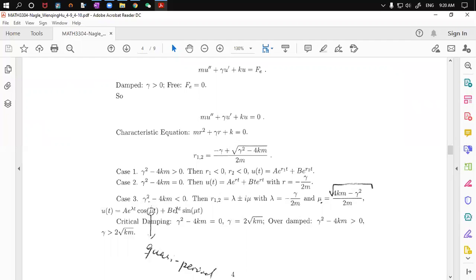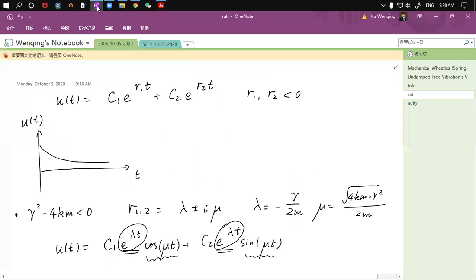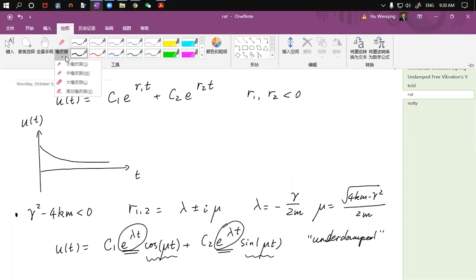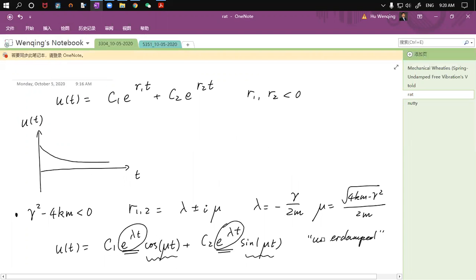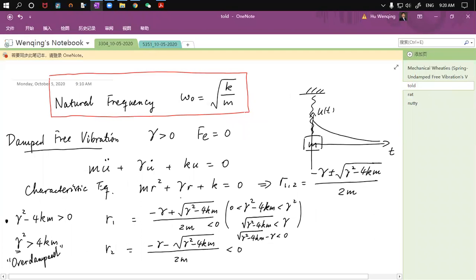Okay, so that's going to be the underdamped case. Why is it called the underdamped case? Well, it is called the underdamped case because there is not enough damping. What happens here is that gamma is less than the square root of 4km, so that's going to be the choice of gamma. That means the oscillation corresponds to a relatively small gamma, so that there's not much friction exerted on the system.